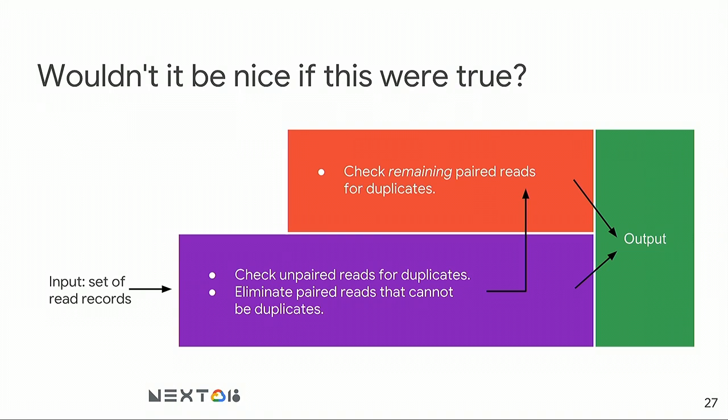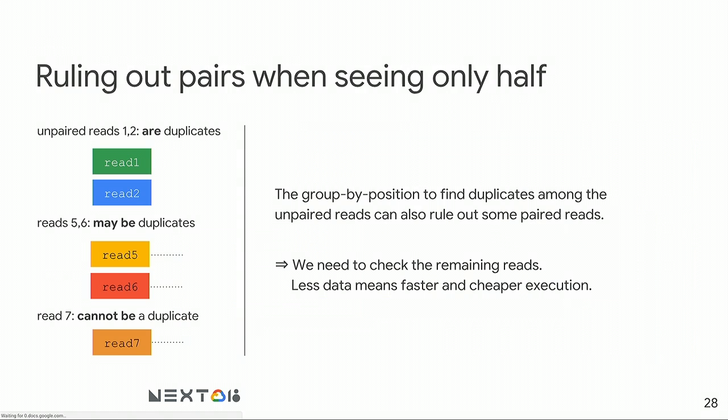Could we change the program such that instead of sending all the paired reads to check, we perhaps eliminate some paired reads that can't possibly be duplicates in this first purple step, and then only send the remainder to the red step instead of sending them all? And of course, the reason I'm suggesting this is that, yes, you can do it. The key insight here is, what can we do when we only have half of the pair? So if they're unpaired, of course, we can do the whole thing.